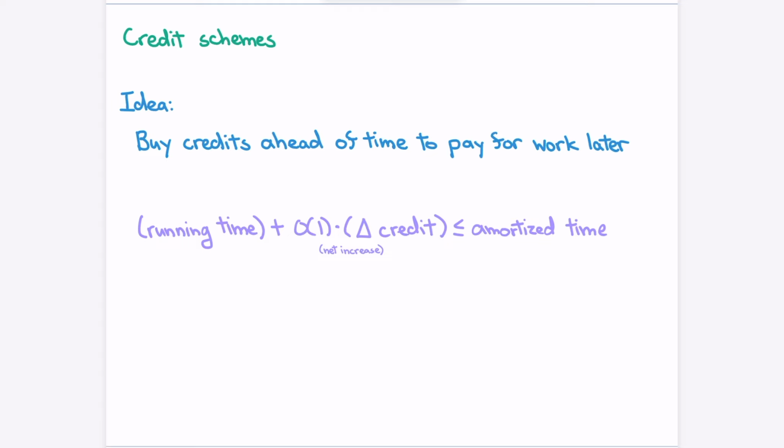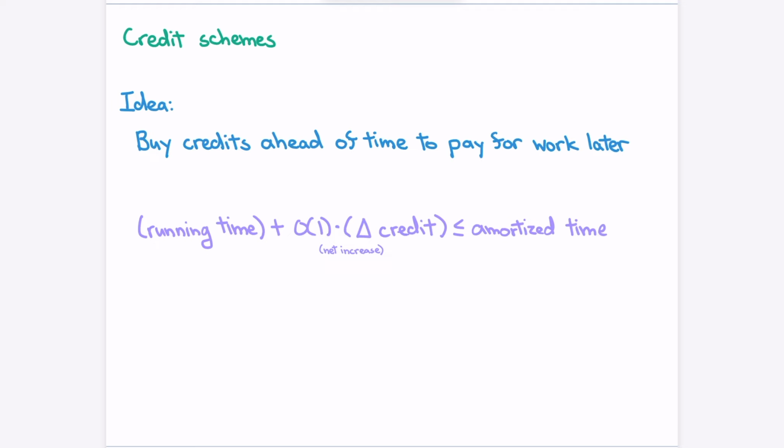So the idea behind credit schemes is just like a credit account. You can buy credits ahead of time to pay for work later. So when we're trying to get a good average running time, what I'm saying is that really expensive operation later that would have killed my worst case running time, I want to justify that I can divide it out to something small over many operations.